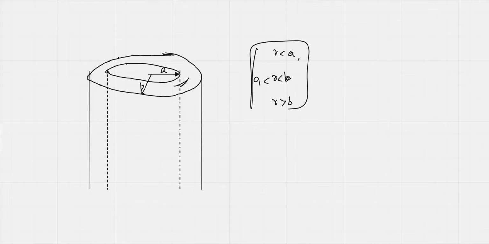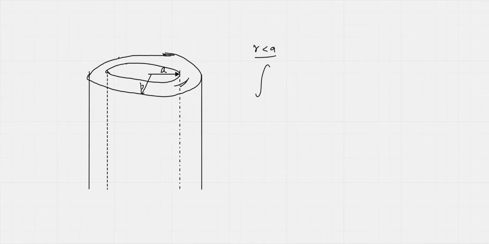So what we are going to do is let's do it one by one. Let's do it first for r less than a. If you see carefully, B dot dl, current is not there. So B comes out good. Here your magnetic field B is 0.